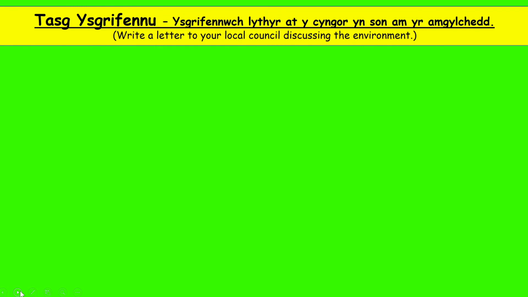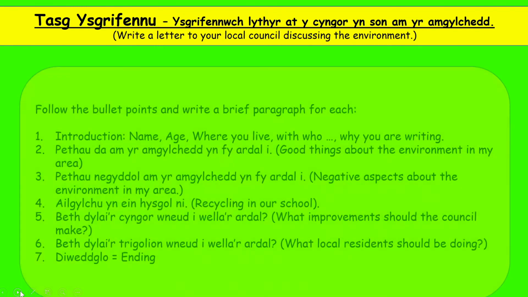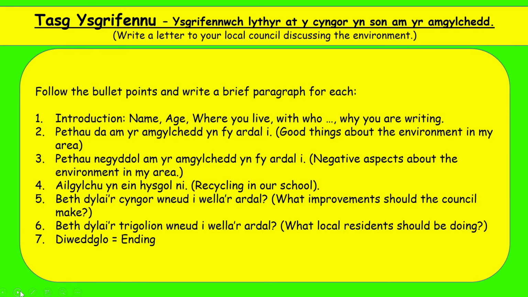We have also included now bullet points for you to follow. So let's read through them now so you understand this is like a writing frame for you. We want you to begin with an introduction about yourselves. Who are you? Your name, your age, possibly your birthday, where you live, with who you live, the type of house, and then a sentence explaining why you are writing this letter.